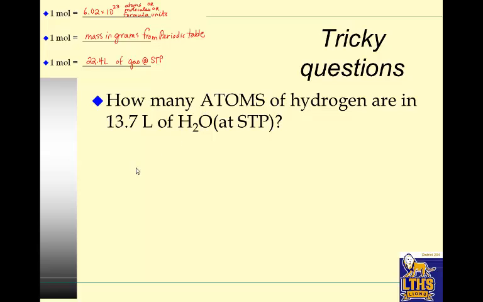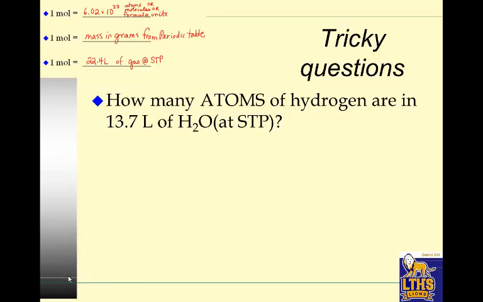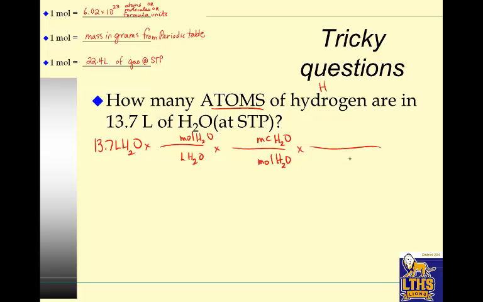If we want atoms, but we're not given that our smallest particles are atoms, then we have to convert one more step beyond. For instance, if you have 13.7 liters of water, we want to know atoms of H in there. Liters of water can change into moles of water using my conversion factors, and then moles of water can change into molecules of water.